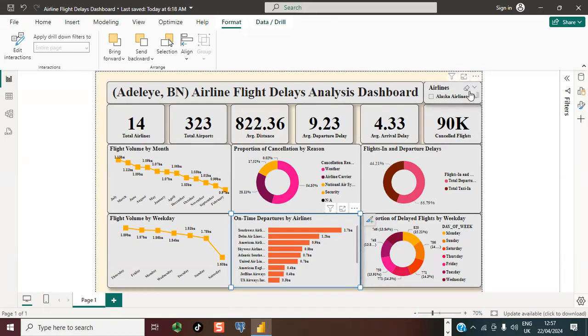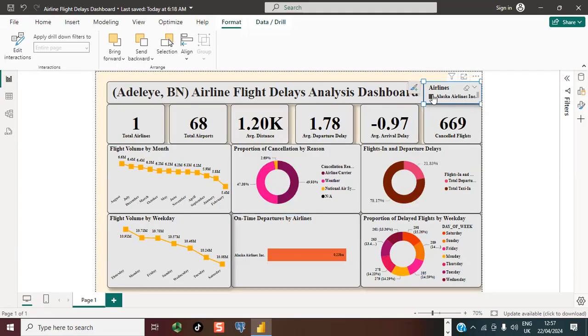Now, if you look here, I have slicers. And what do slicers do? Slicers are indicators such that when you use them, they also interact with the dashboard and you can see the statistics changing. For instance, I want to use Alaska as a slicer. If I click on Alaska, this is the information I'm going to get.